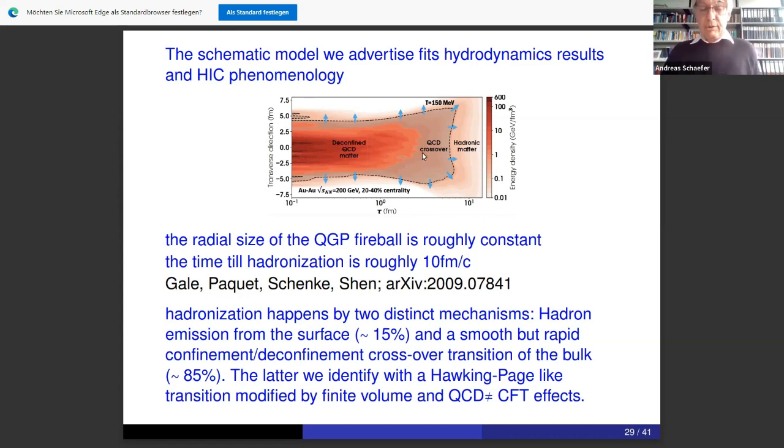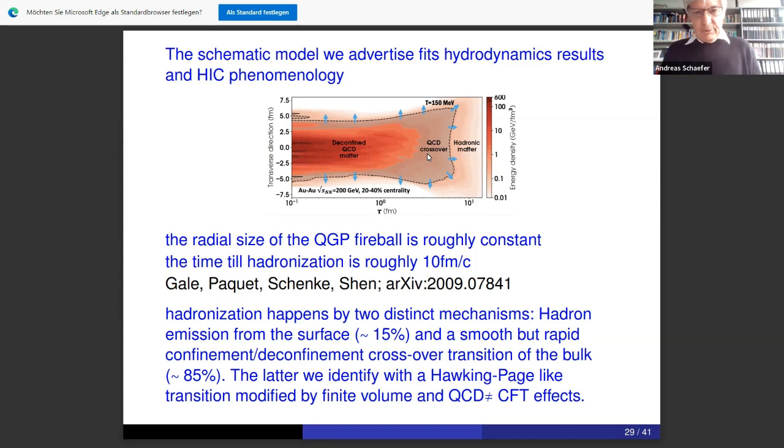Such that you do not lose any information. You can run the film backward. However, it is extremely difficult, if not impossible, to see differences experimentally between these two cases. Now, let me therefore describe a little bit how a real heavy ion collision looks.